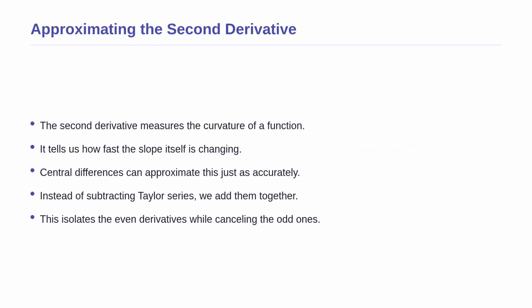This brings us to another powerful application. The central difference method is not just for the first derivative. It is extremely common to use it for the second derivative as well. While the first derivative measures slope, the second derivative measures curvature, telling us how fast the slope itself is changing. To find this, we return to our Taylor series expansions. But this time, instead of subtracting them, we will add the forward and backward expansions together. This clever trick will cancel out the odd derivatives and isolate the second derivative.